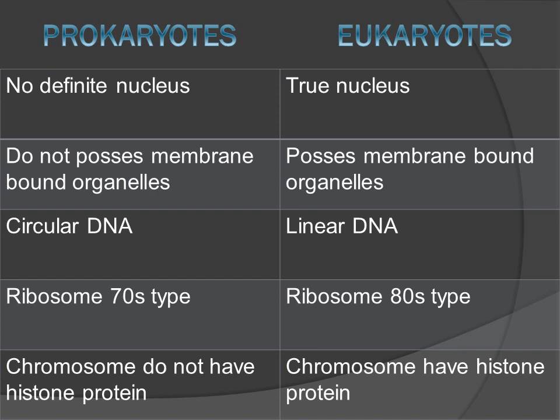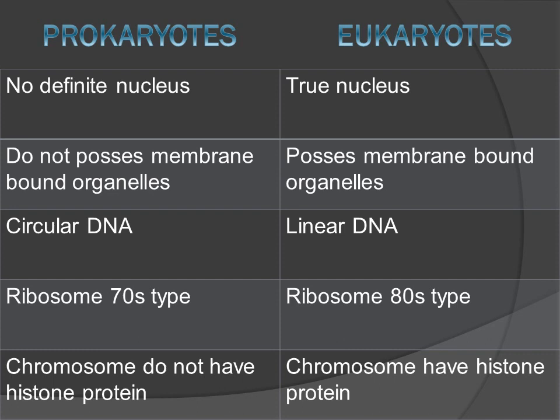Let us see a few differences between these two. In prokaryotes, there is no definite nucleus, right? But eukaryotes have a true, well-defined nucleus, while in prokaryotes it is absent. The second difference: prokaryotes have no membrane-bound organelles, but eukaryotes possess membrane-bound organelles.